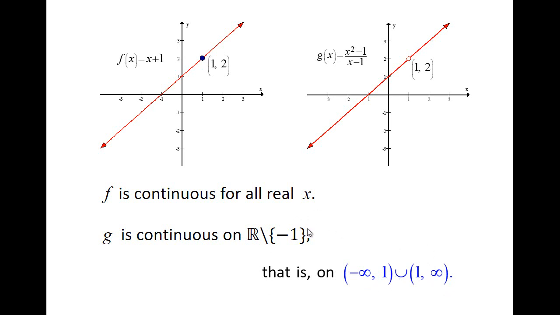Okay, I see that I said something wrong here. This shouldn't be a negative 1. This should be a positive 1. So g is discontinuous at 1, and I mistakenly wrote negative 1 here. So this should be a positive 1 here.